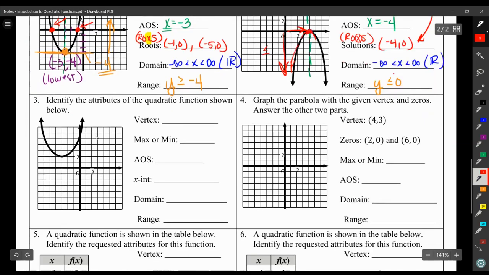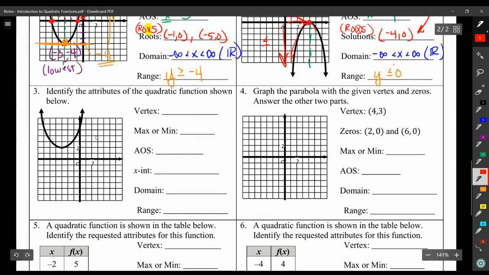Pause the video, try example number 3. Here's your solution for number 3. Vertex is at -3, 2, and it is a minimum because it is the lowest coordinate. The axis of symmetry is x equals -3. It is this vertical line that runs right through the parabola.